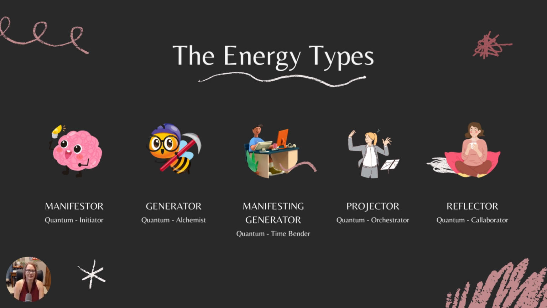So, manifesting generators, you are a mix of the manifestor and the generator. You make about 33%. And what's really interesting with the manifesting generator is I almost think of them as that entrepreneur, but then they get it all done too. So they start something, they finish it. Now, that doesn't always mean that's the case, but a manifesting generator, we call them in quantum the time bender because they can skip steps. They don't have to go through every little detail.